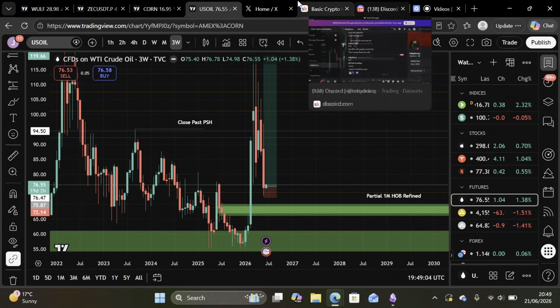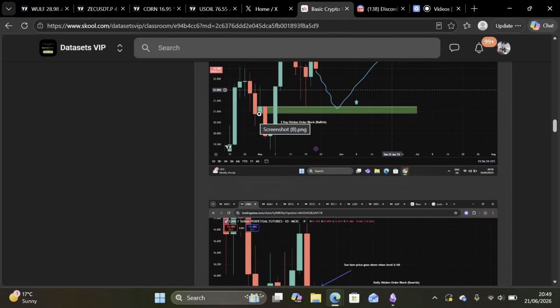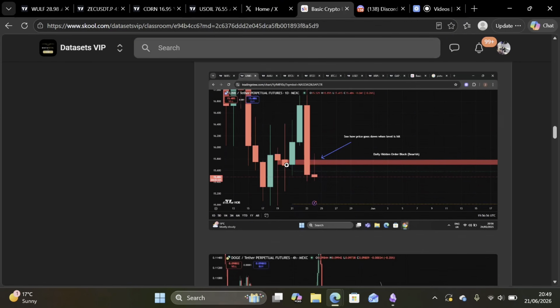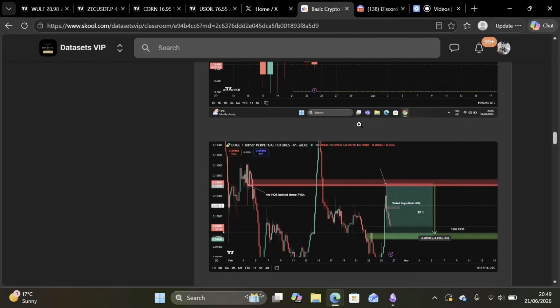Now, where were we? I just lost my train of thought. So that's an example right there. That's an example of price reacting, but it's not really a perfect reaction. You can see that price ran up just slightly past the hidden order block and then ran down.